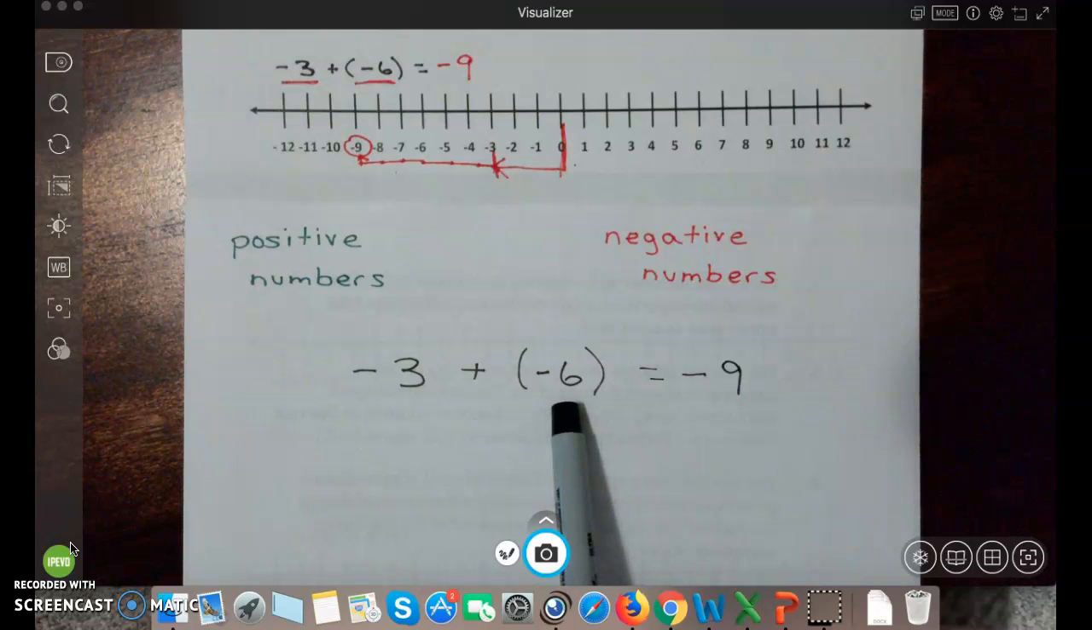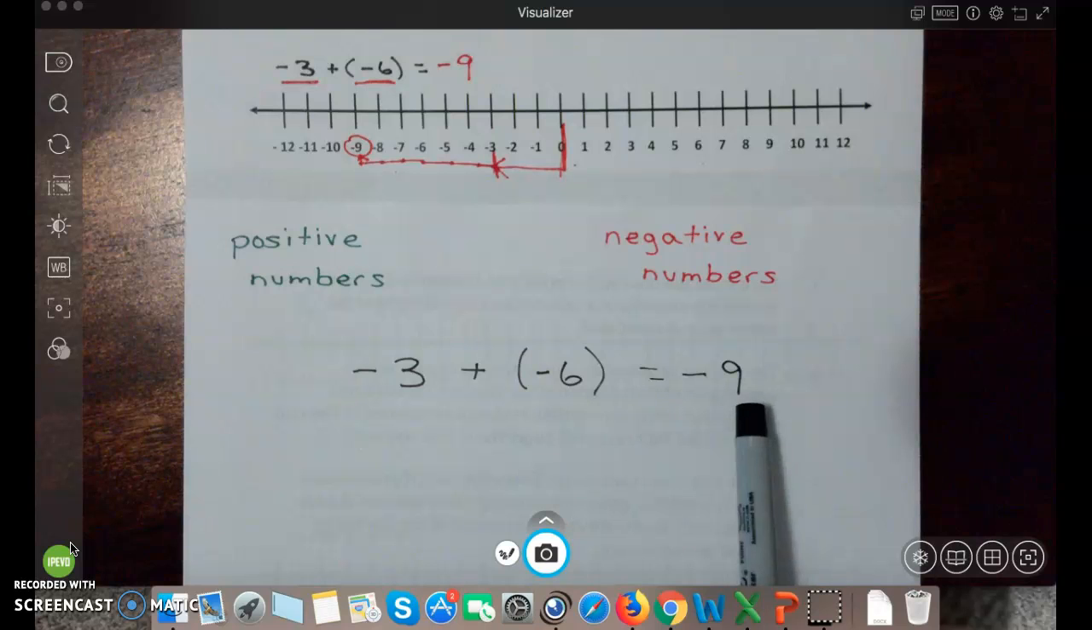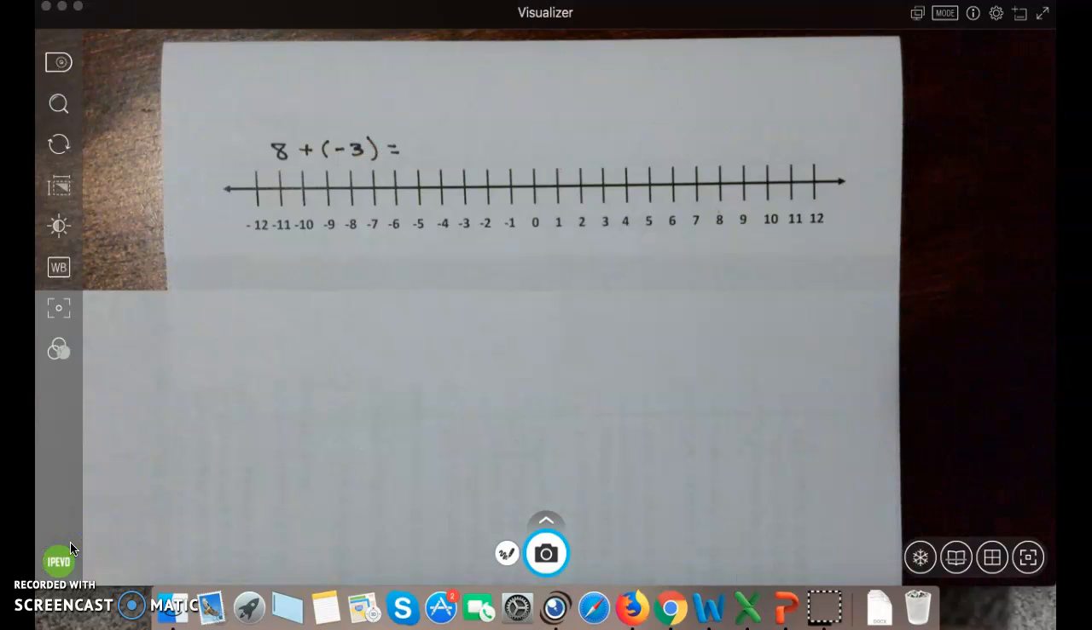-6 means I owe my other friend Bill $6. Well, if I owe John $3 and I owe Bill $6, that means I owe my friends a total of $9.